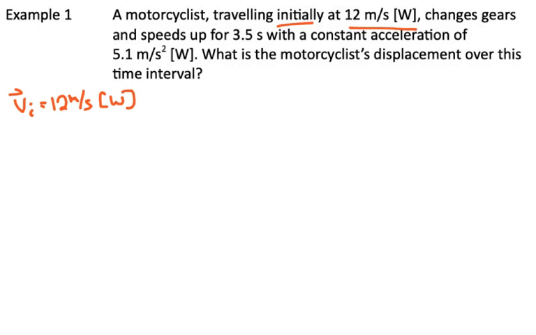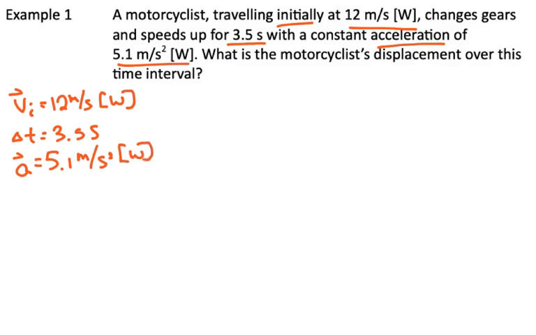Changes gears, speeds up for 3.5 seconds. This is our time. With a constant acceleration, dead giveaway, of 5.1 meters per second squared west. What is the motorcyclist's displacement over this time? Displacement is delta D.